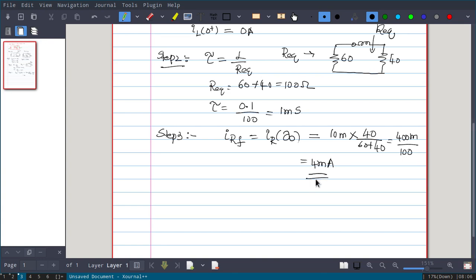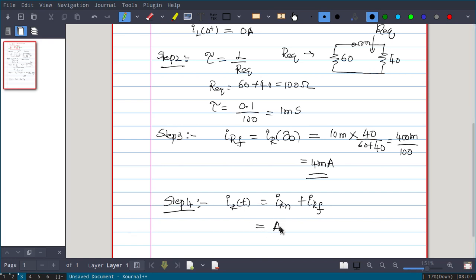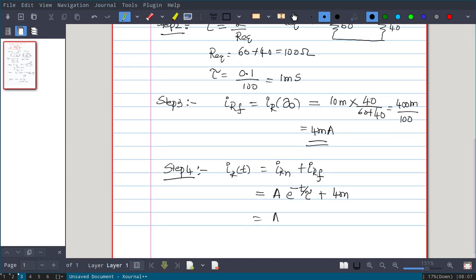So the initial current passing through the resistance was 10 milliampere, but at t equal to infinity, when t is very much greater than 0, the current passing through the resistance will finally be 4 milliampere. Step 4 is the complete response. It's a driven RL circuit. So IR of t is IRN plus IRF, where IRN is the natural response. The natural response takes the form A, a constant, times e power minus t by tau. Tau we have calculated as 1 millisecond, plus IRF, which we just calculated, 4 milli. So this will be A e power minus t by 1 milli plus 4 milli.